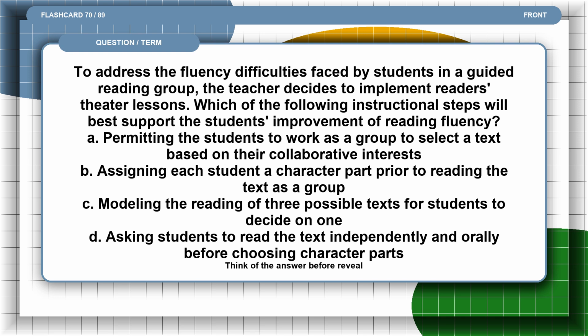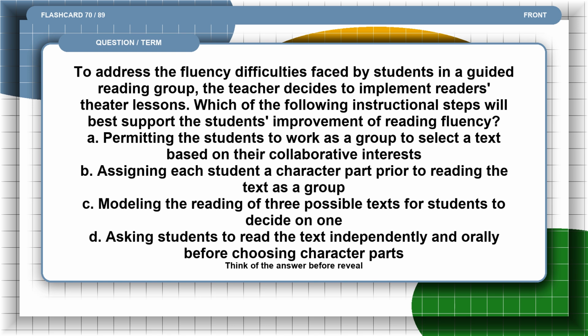Flashcard 70. To address the fluency difficulties faced by students in a guided reading group, the teacher decides to implement reader's theater lessons. Which of the following instructional steps will best support the students' improvement of reading fluency? A. Permitting the students to work as a group to select a text based on their collaborative interests. B. Assigning each student a character part prior to reading the text as a group. C. Modeling the reading of 3 possible texts for students to decide on one. D. Asking students to read the text independently and orally before choosing character parts.